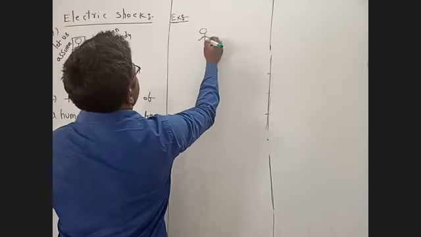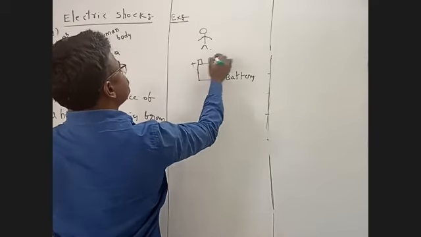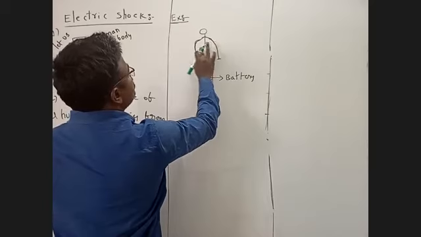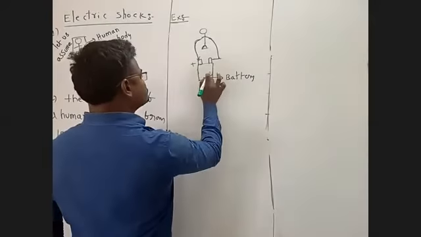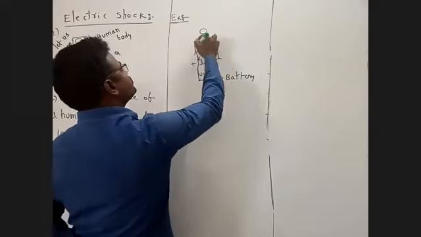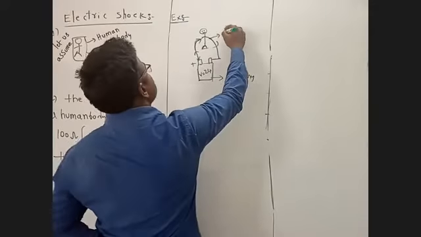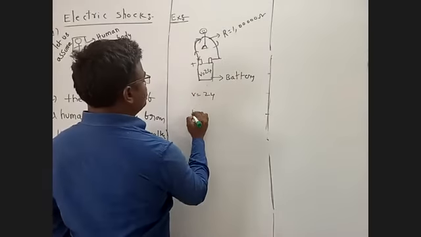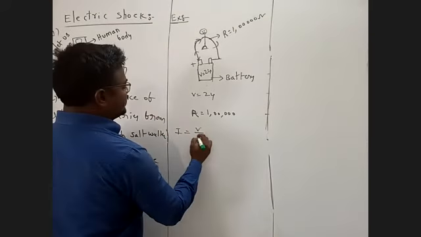For example, this is a body and this is a battery, with positive and negative terminals. One hand is touched to the positive, another hand is touched to the negative. The circuit is closed. The battery voltage is 24 volts. Current flows from high voltage to low voltage, in this direction. The resistance of this body is 1 lakh ohm. But what is the current? So voltage is 24, resistance is 1 lakh. The current formula is I equals V by R.